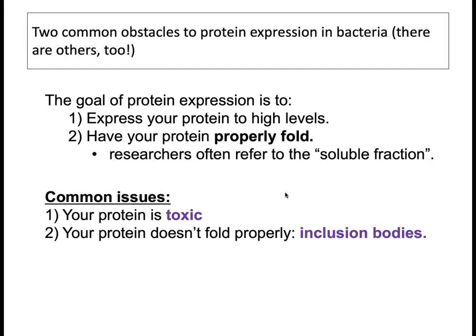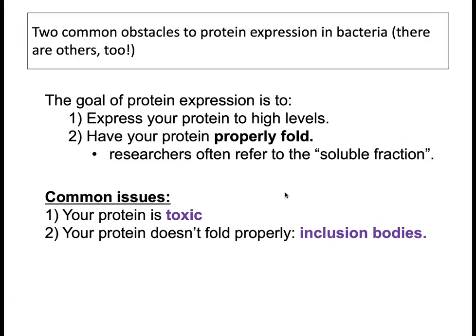So when you're doing protein inductions, there's a number of obstacles, but I think the biggest two obstacles are shown here. Recall that the goal of our protein expression is to express our proteins to high levels. So we'd like to get a high yield. And the "and" here is very important. We need to have our protein properly fold.